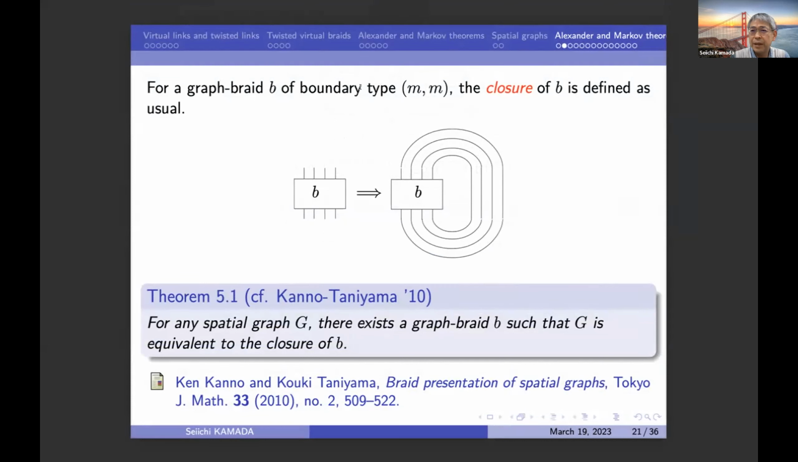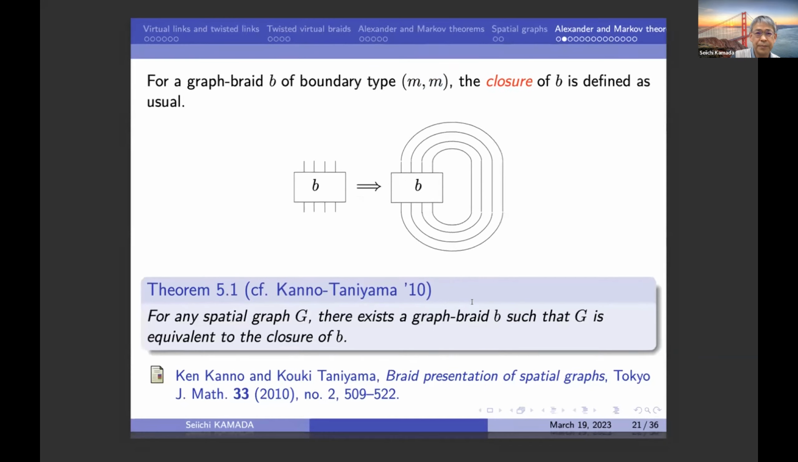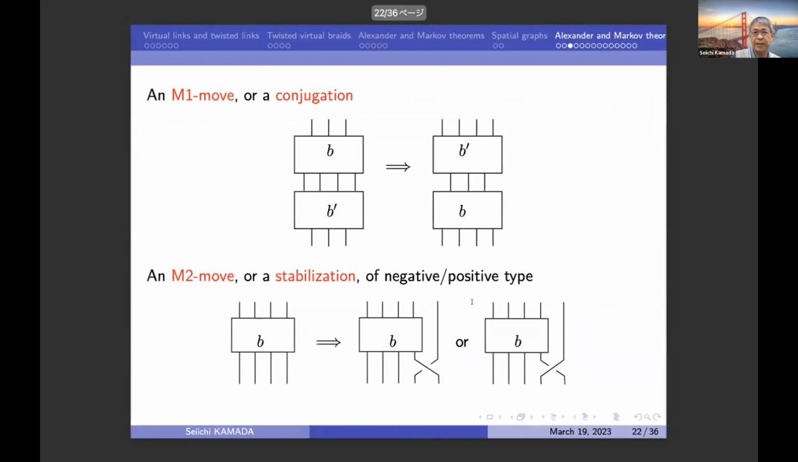If the boundary type is (m,m), the same number, then we can consider the closure as usual. This is a closure. And this is Alexander's theorem: for any spatial graph G, there exists a graph braid B such that G is equivalent to the closure of B. Now we can discuss the Markov theorem.